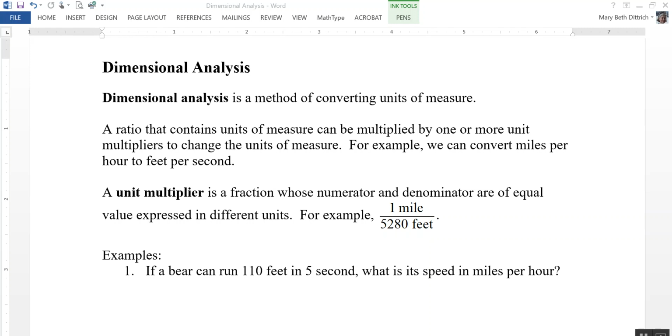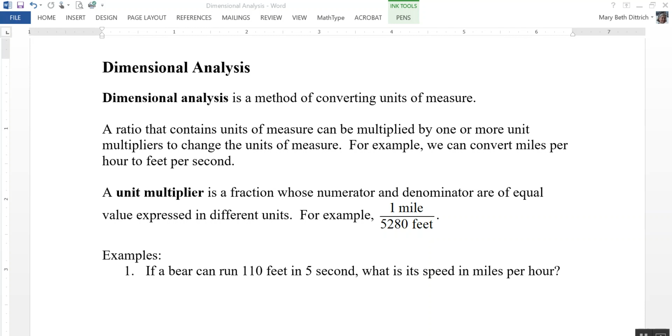This video is on dimensional analysis. Dimensional analysis is a method of converting units of measure. A ratio that contains units of measure can be multiplied by one or more unit multipliers to change those units of measure. For example, we can do this to convert miles per hour to feet per second.